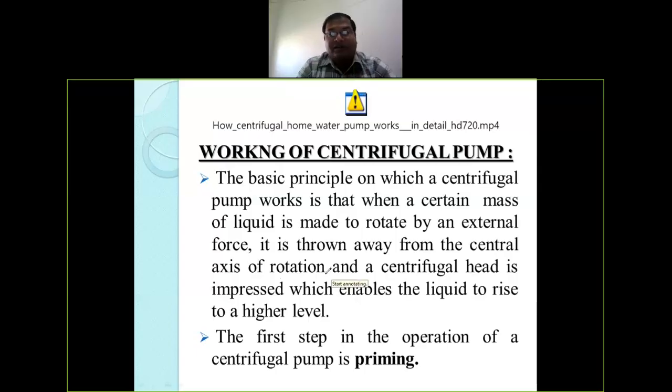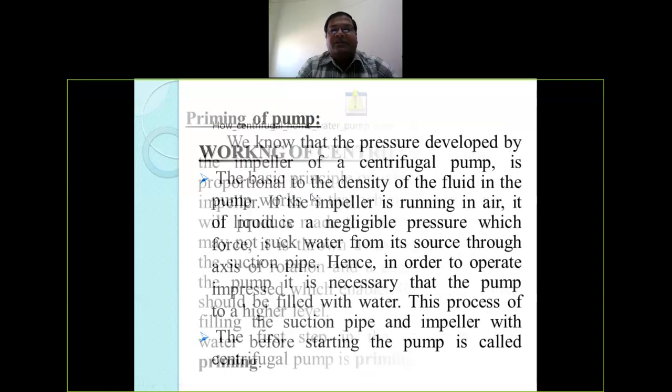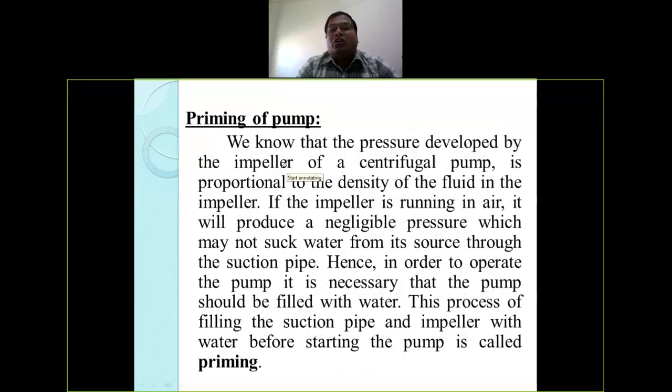Now here, the first step in the operation of a centrifugal pump is called priming. Before we start the pump, we have to do the priming. So what is the meaning of that? We note that the pressure developed by the impeller of a centrifugal pump is proportional to the density of the fluid in the impeller. This sentence you have to remember. The pressure developed by the impeller of the centrifugal pump is proportional to the density of the fluid in the impeller.